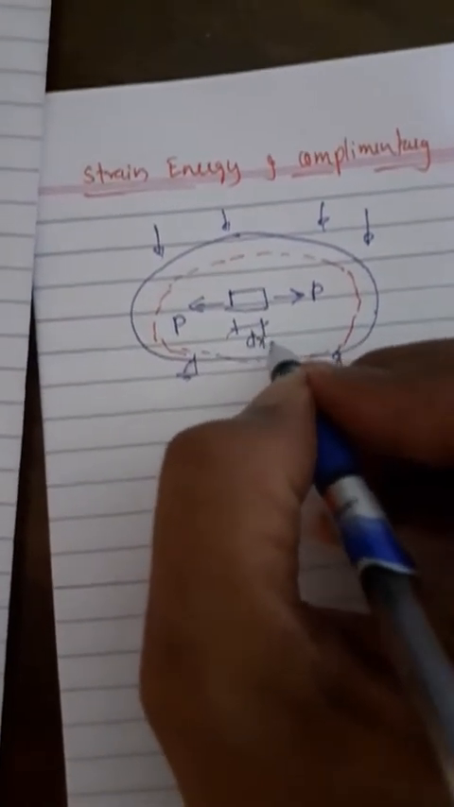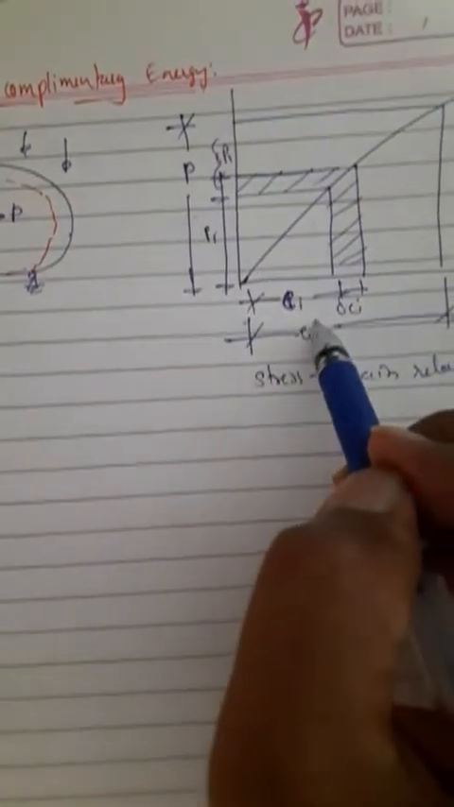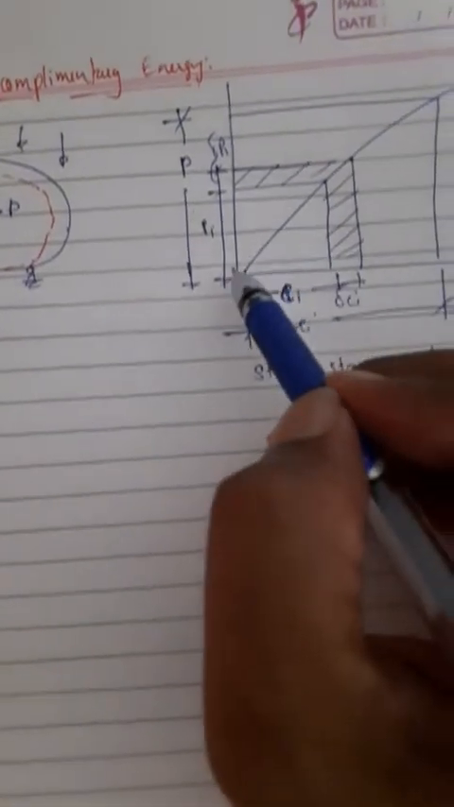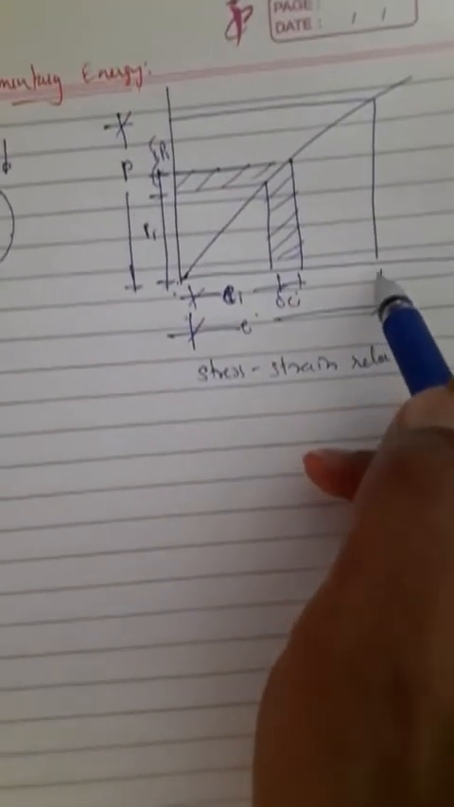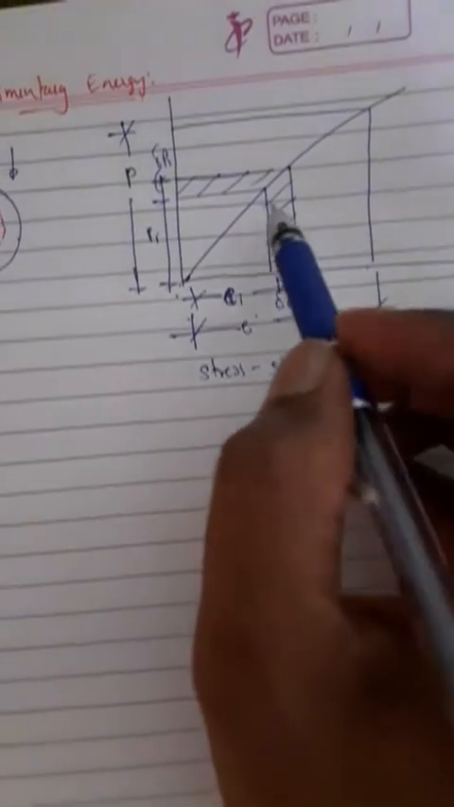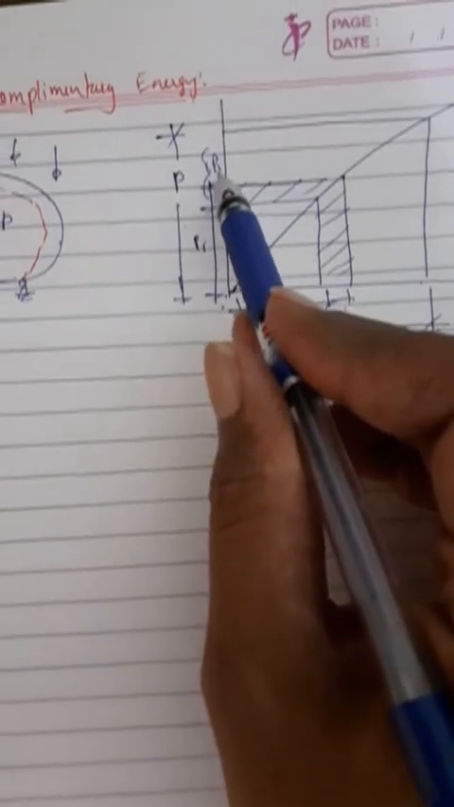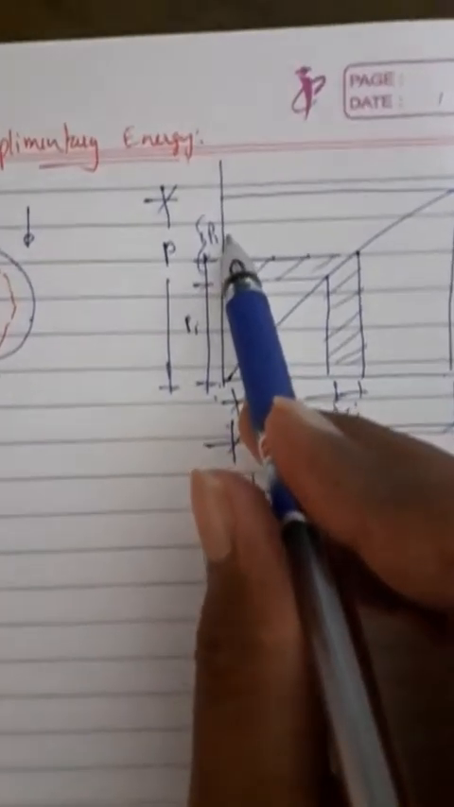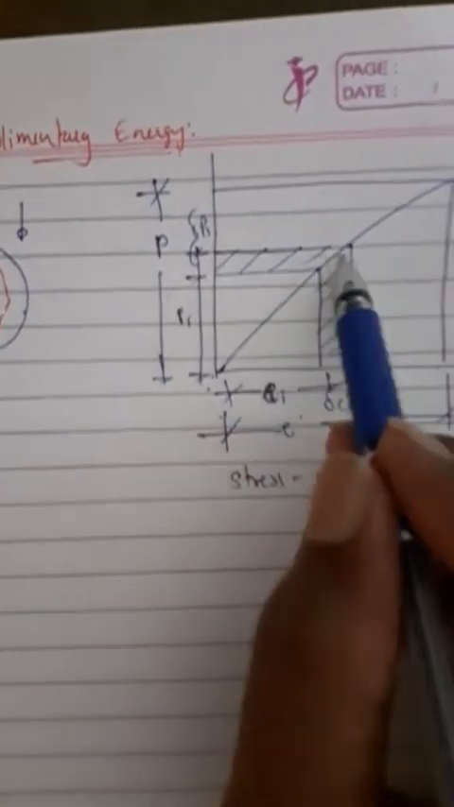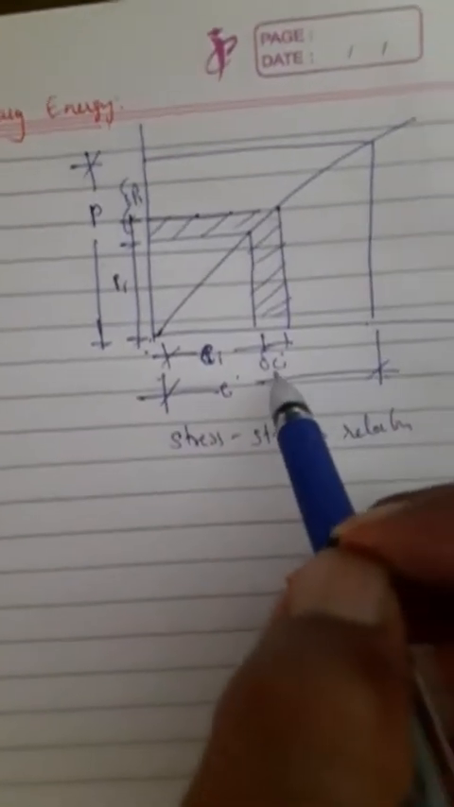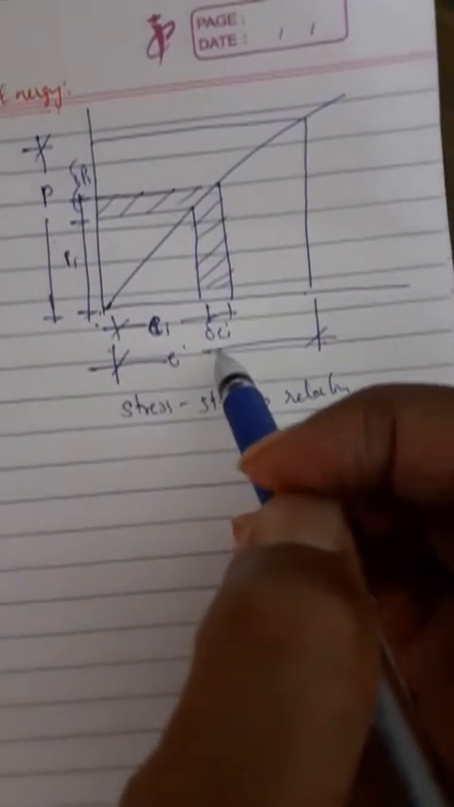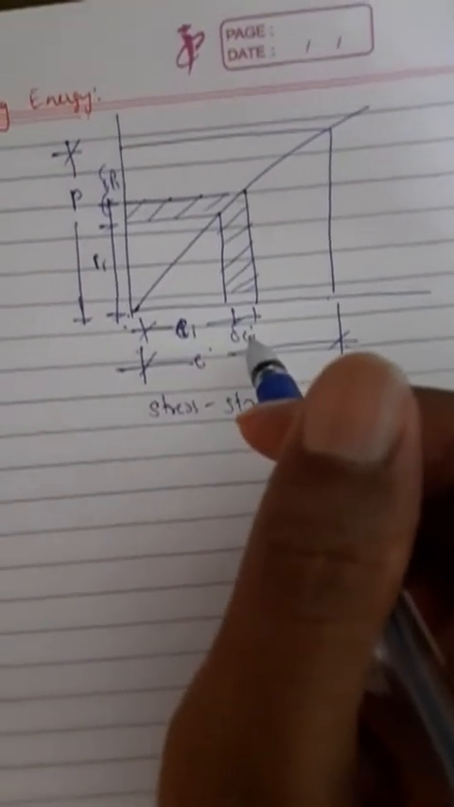Let the distance be dx. This be the stress versus strain diagram. This is stress, this is strain. As stress increases from 0 to maximum, strain also increases from 0 to maximum. Consider an elementary strip of stress delta pi. Here delta pi, this be the area, and delta ei be the strain strip for the relative stress.